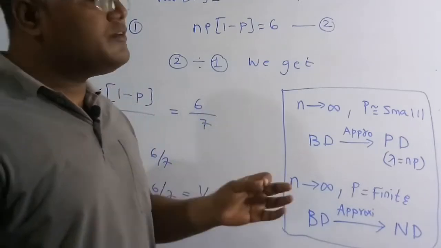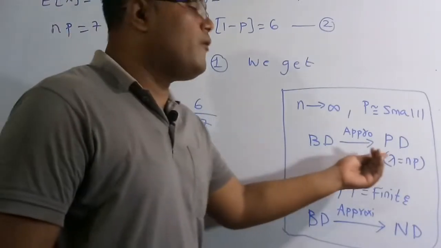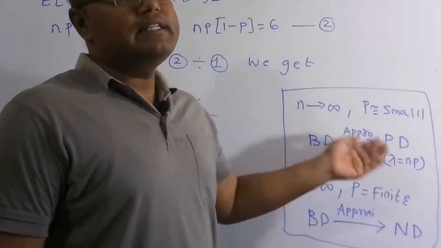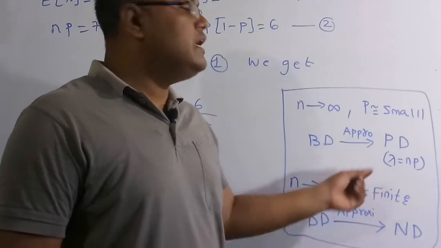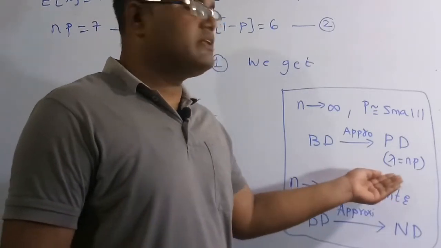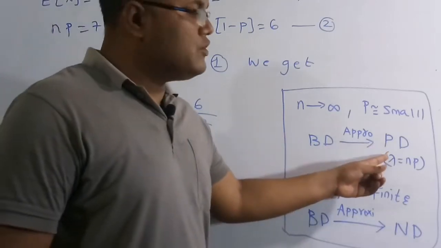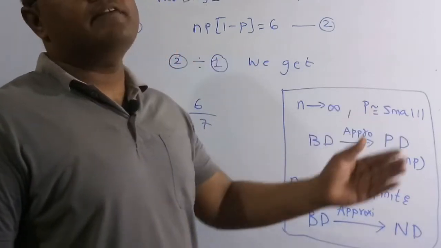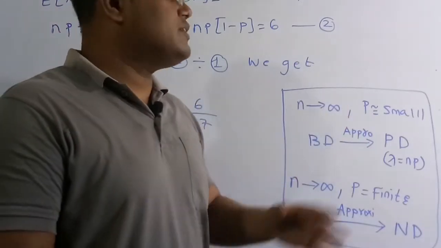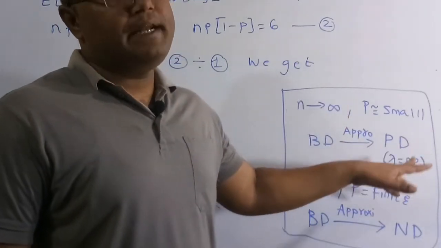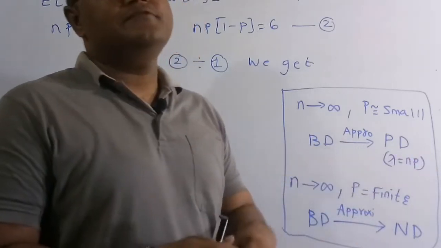So therefore we approximate the binomial distribution into the Poisson distribution, where lambda is the average value, which is equal to the number of trials into the probability of success, which is n into p, where n can be a very large value and the probability of success can be very small. Then you can solve that question with the help of the Poisson distribution, but not by the binomial distribution.